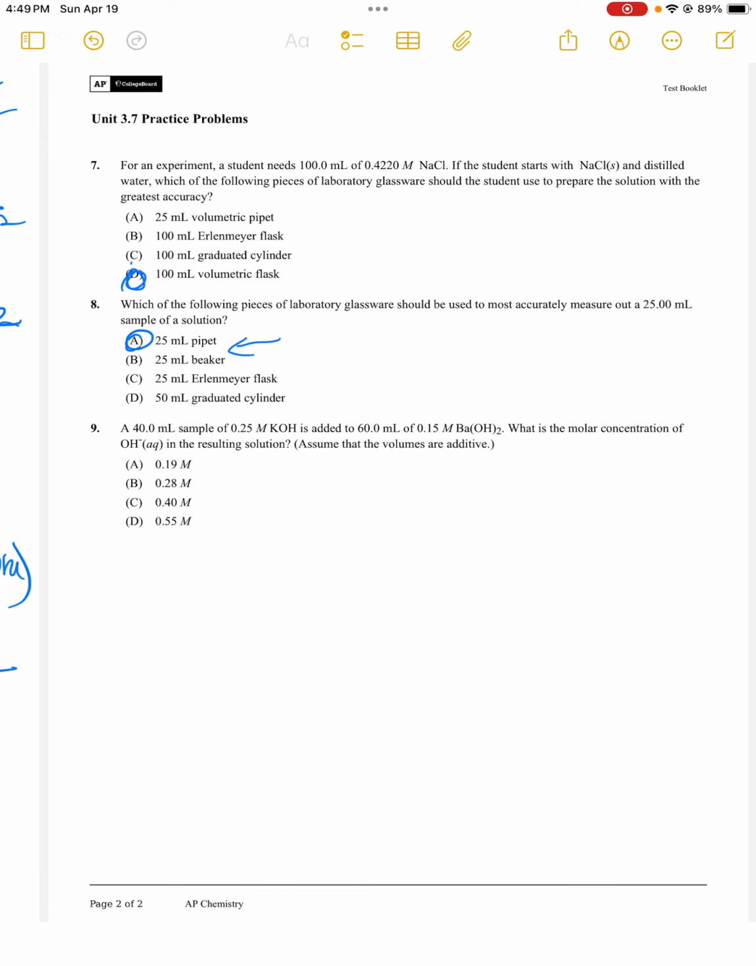And then finally, a 40 milliliter sample of 0.25 molar potassium hydroxide is added to a 60 milliliter sample of 0.15 molar barium hydroxide. What is the concentration of the hydroxide? They like to do this. They like to combine 2 solutions. These things are both soluble. And then you have to figure out the molarity of just part of it.